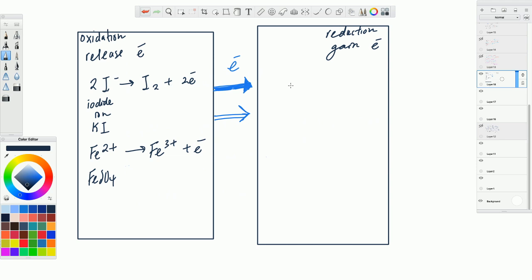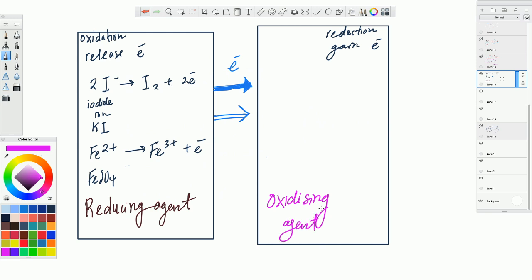The one that releases electron undergoes oxidation. If it undergoes oxidation, it is called the reducing agent. Okay? The one that undergoes reduction gains electron. If it undergoes reduction, it is called the oxidizing agent.